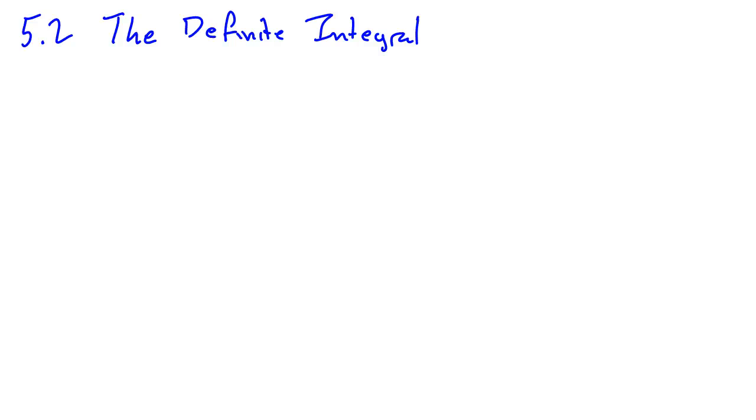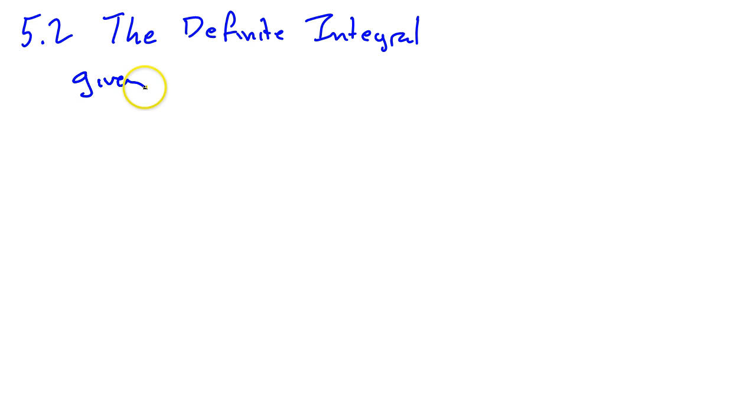In section 5.1, we talked about estimating areas. Now I want to make it formal and also calculate exactly, look at the limit process and how you get exact areas underneath curves. So first we make a definition so we have some words to use to talk about what we're doing. So this is the definition of the definite integral.